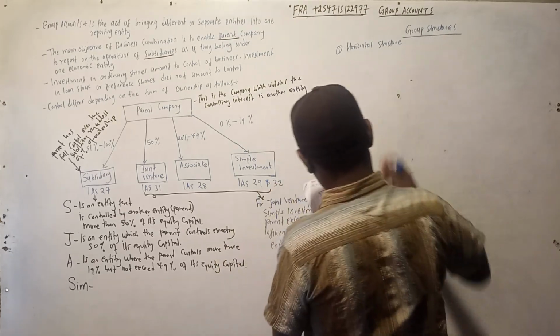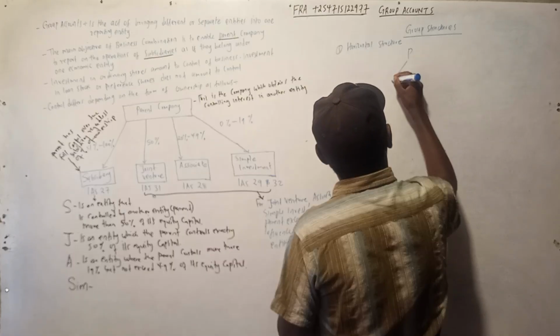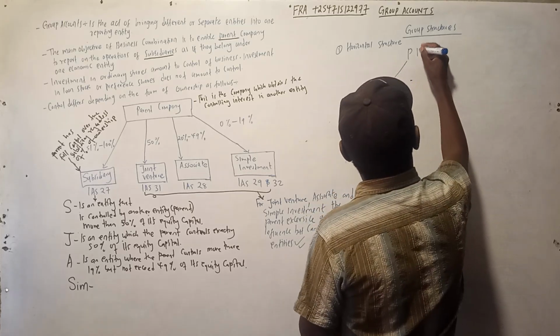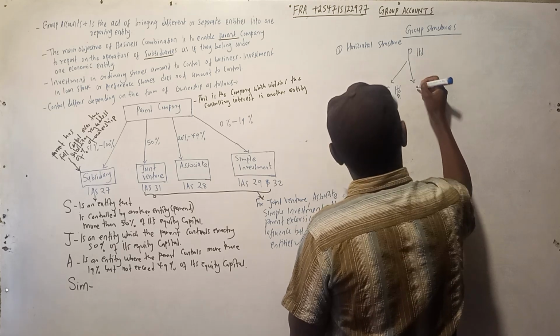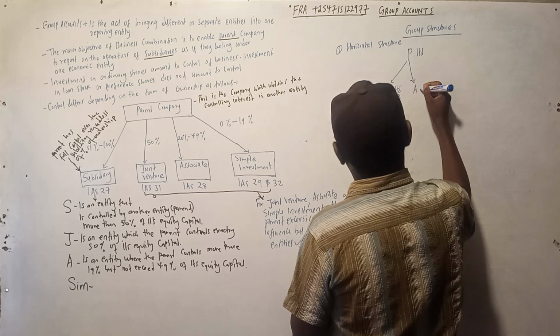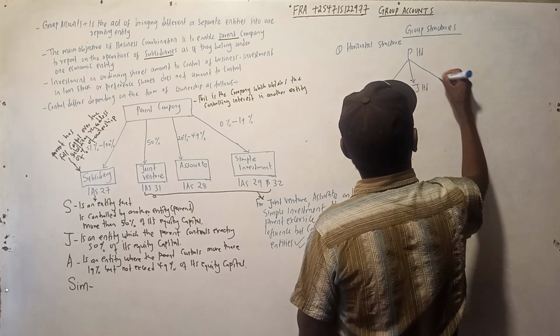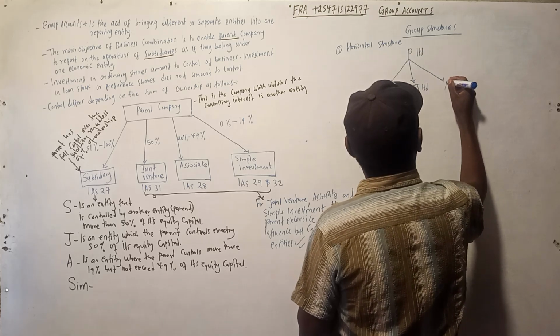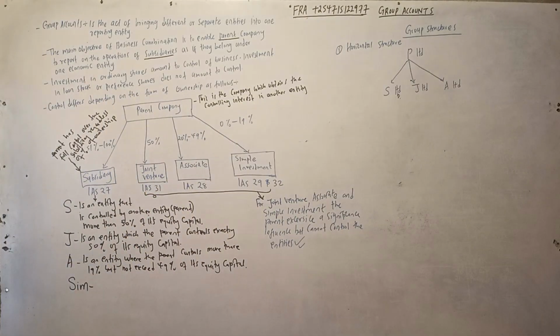For example, we have a company called P, which is the parent. We have another company which is called the subsidiary, S Ltd. Then we have another company here, which you can call J Ltd. And then we have another company, which we can call A Ltd. So P Ltd is a company which controls S, J, and A. Now that structure is what we call the horizontal structure. Now the company controls those companies.